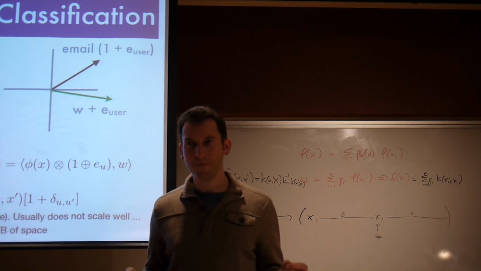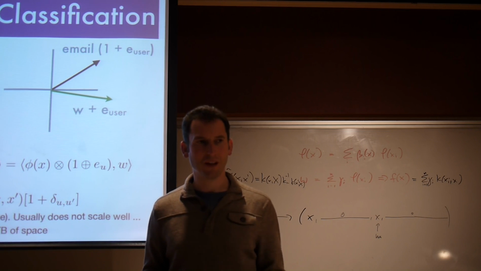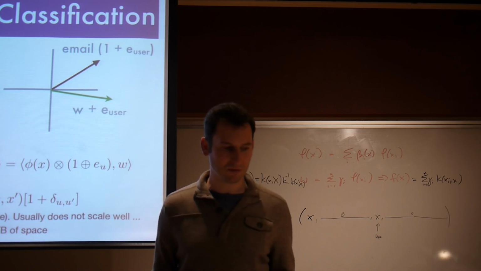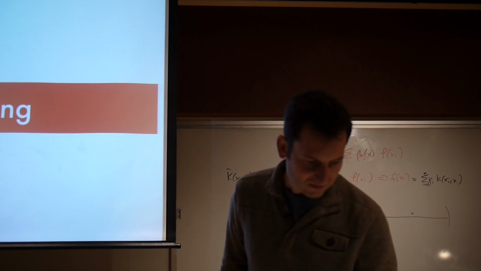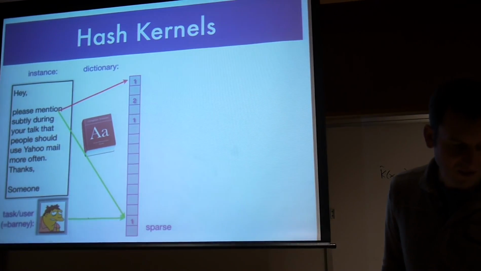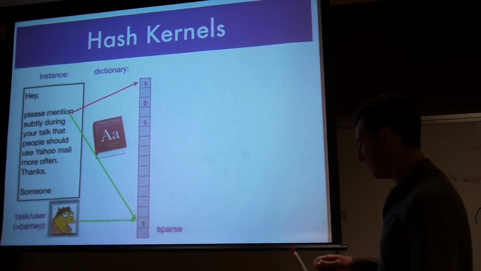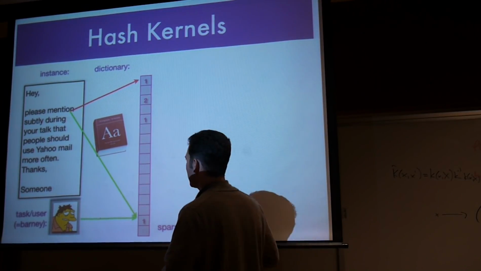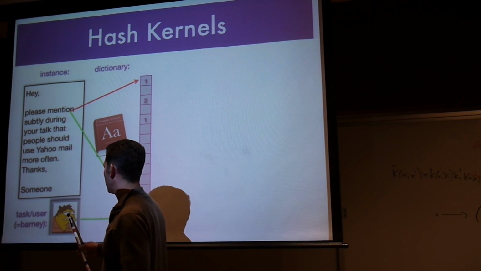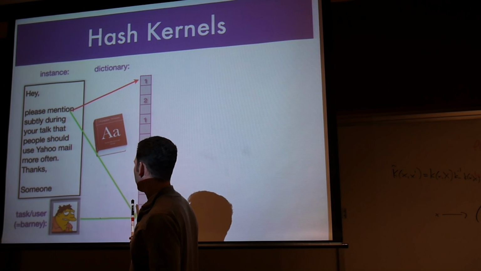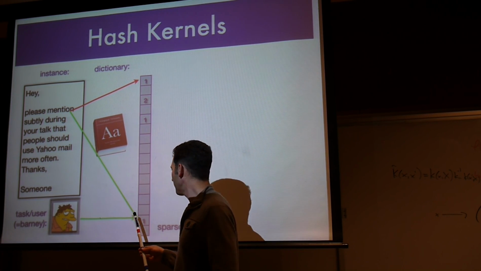So let's see how we can actually do this without being too ham-fisted about computing. So this is where hashing comes in. So let's say we get that email, right? And let's say Barney receives that. And Barney might have an idea about whether this is spam or not.